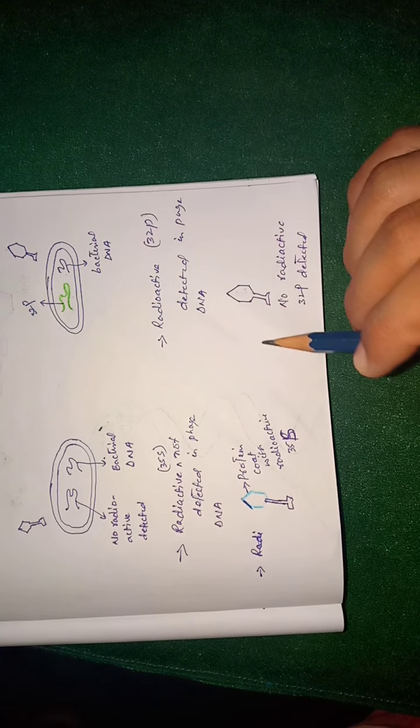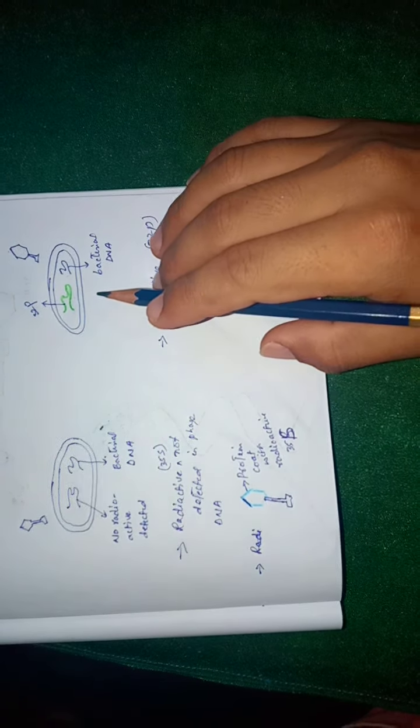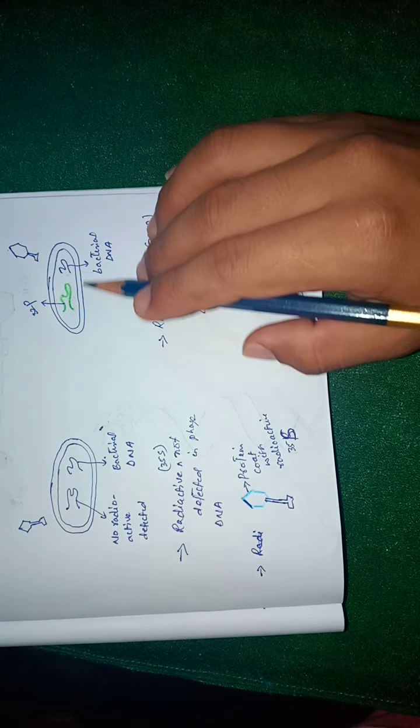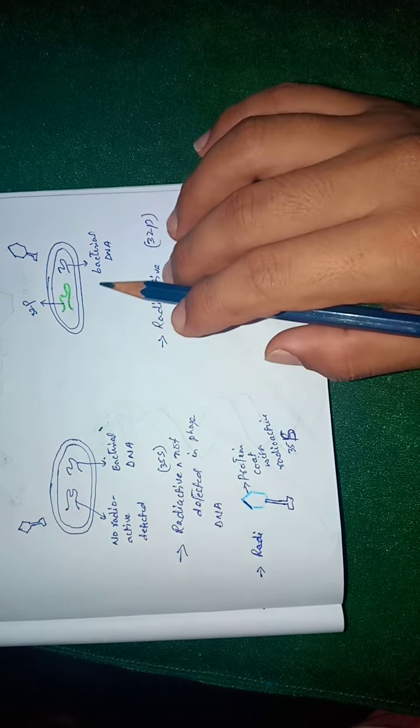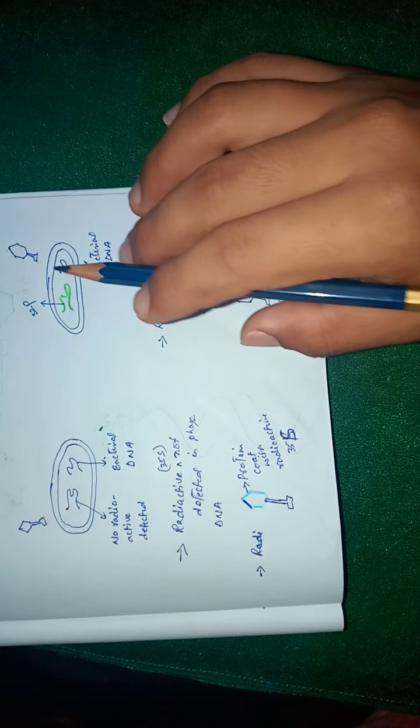So from this experiment it is concluded that DNA is the hereditary material, because this DNA is released into the bacterial cell in the second culture. So from this experiment it is found that DNA is the hereditary genetic material.